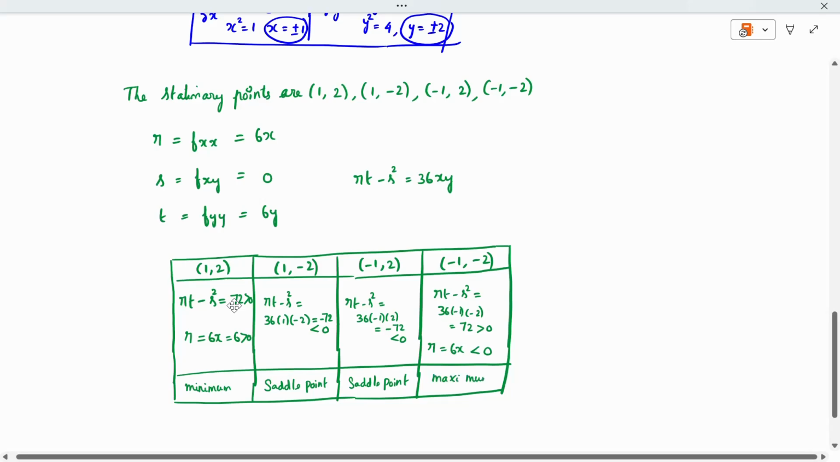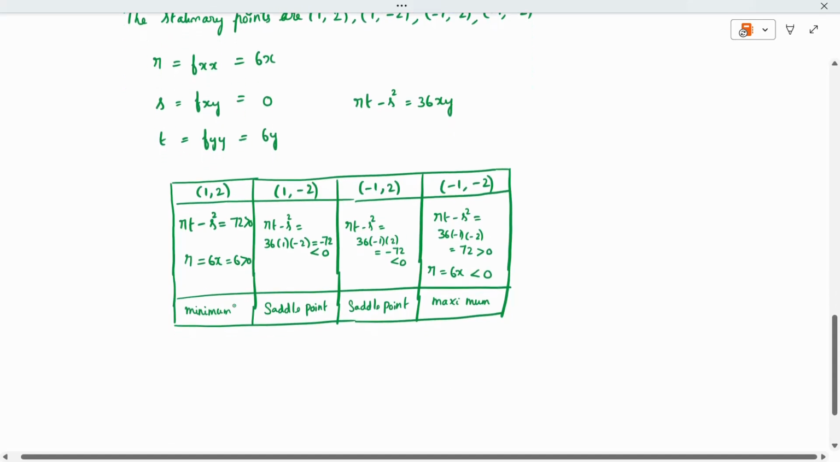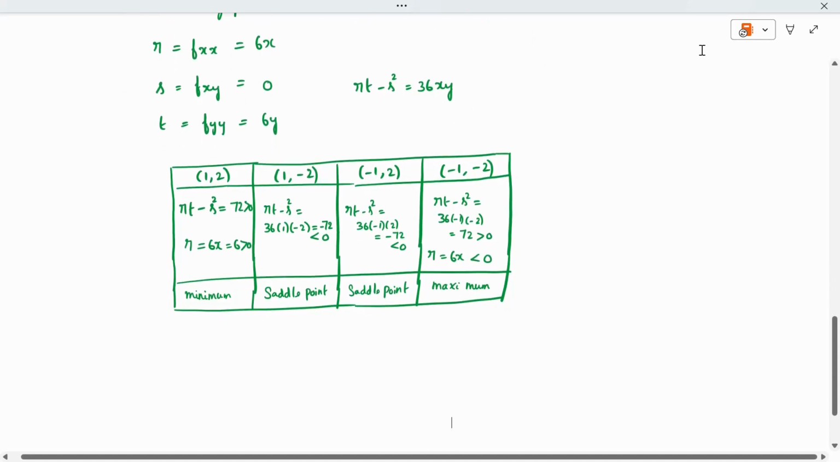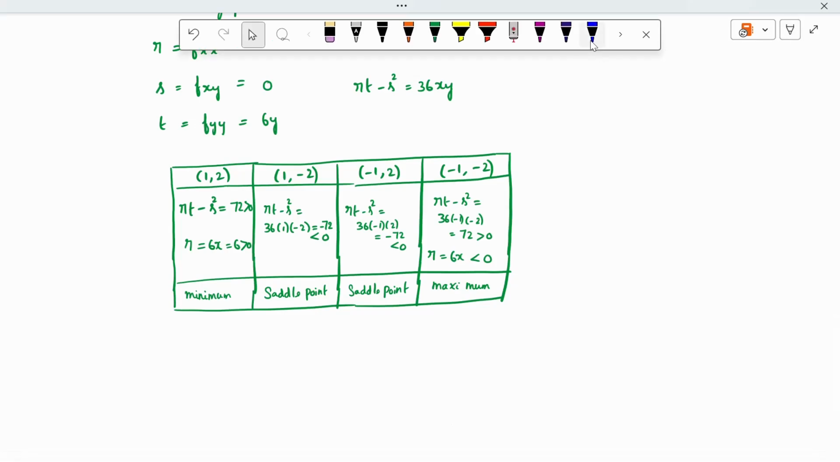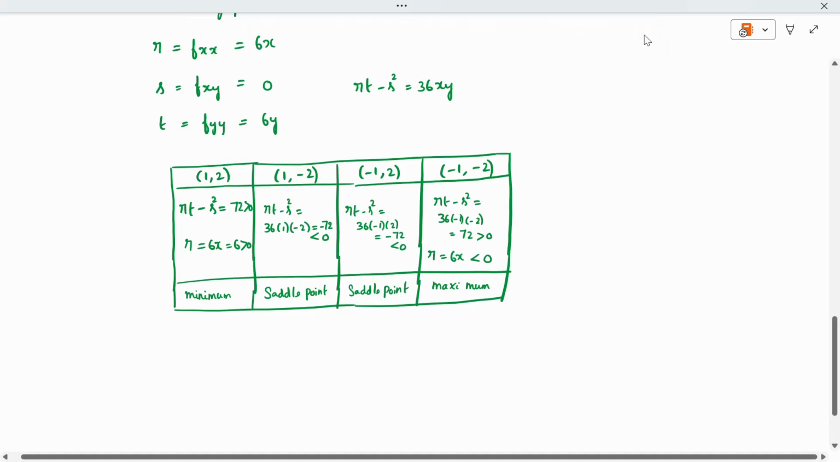So you should not leave it as it is. We have to find what our minimum value and maximum value are. For that, 2 marks or some marks will be there. So the minimum value and the maximum value.